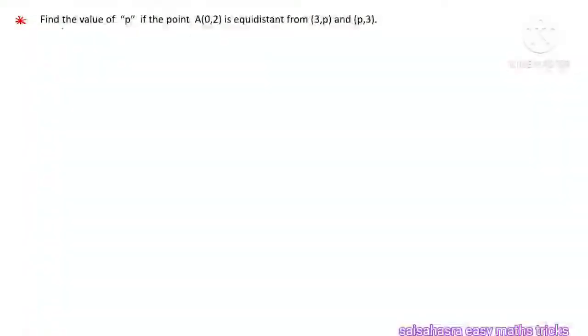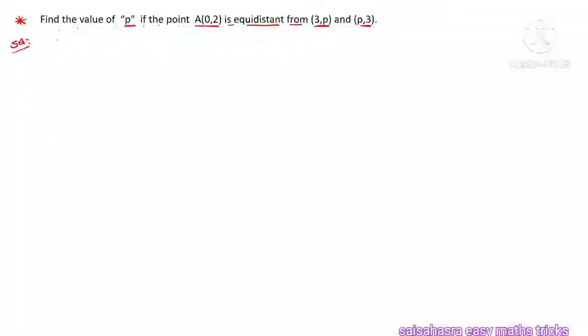Next question: find the value of p. We need to find the value of p if the point A (0, 2) is equidistant from this point and this point. Let us try to create a diagram for this. What is the given situation? Let us write the solution first. What is given to us?